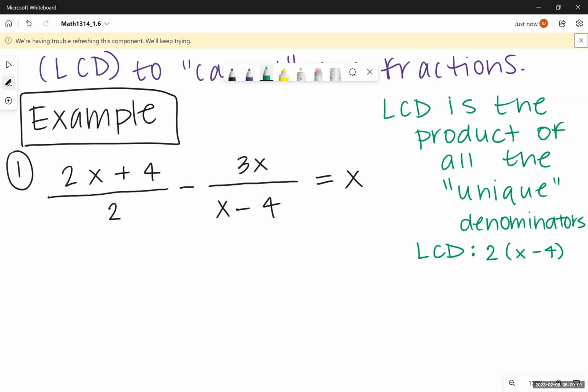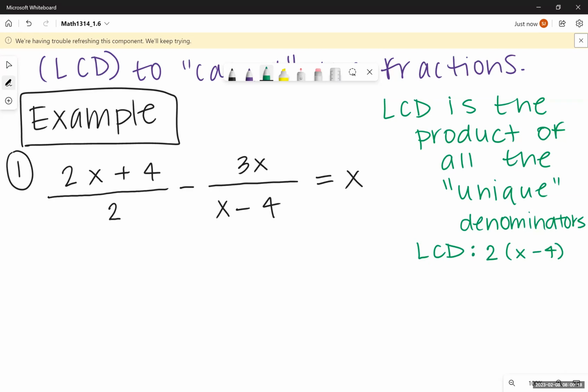The other term on the right-hand side, it's not written in fraction form. Technically, its denominator is 1, but that doesn't change anything. So right here, this 2 times x minus 4, that is the LCD. This is what we call the least common denominator.